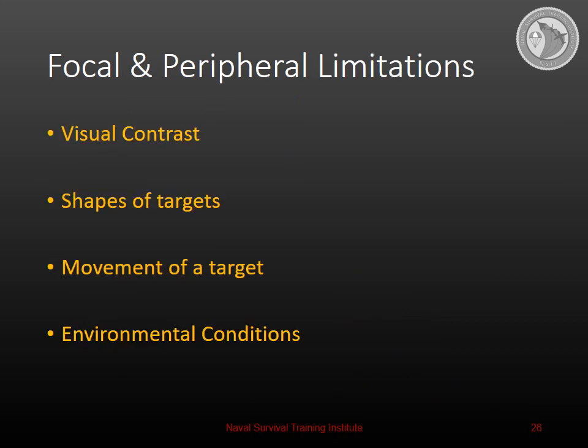So we're going to look at some limitations of your focal and peripheral vision, things that any type of vision really needs to be effective. We're going to talk about visual contrast, the shapes of targets, the movement of targets, and environmental conditions.